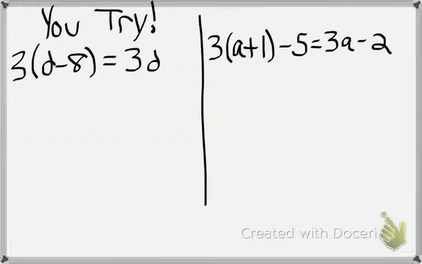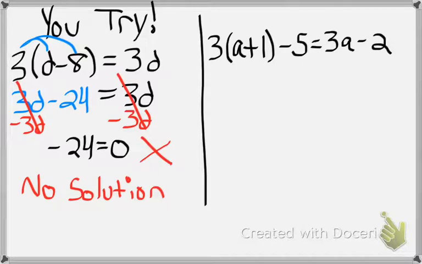Okay, so you guys try these two examples and show your work and make sure you do them, and then check yourselves. So hit pause. So for the example on the left, you would use the distributive property and move 3 d's all to one side. Your d's would cancel and you'd be left with a false statement. Therefore, no solution. Now try the one on the right if you haven't done so already.